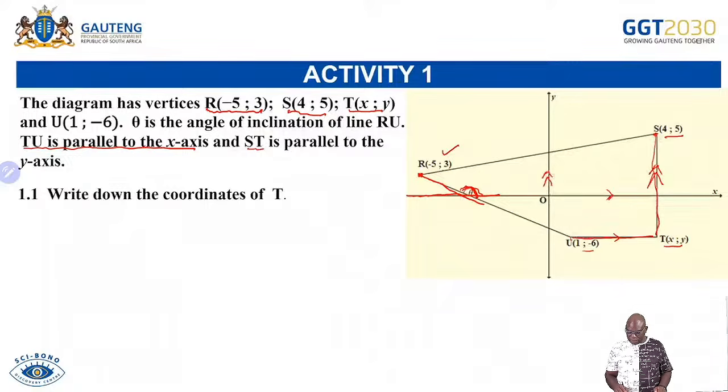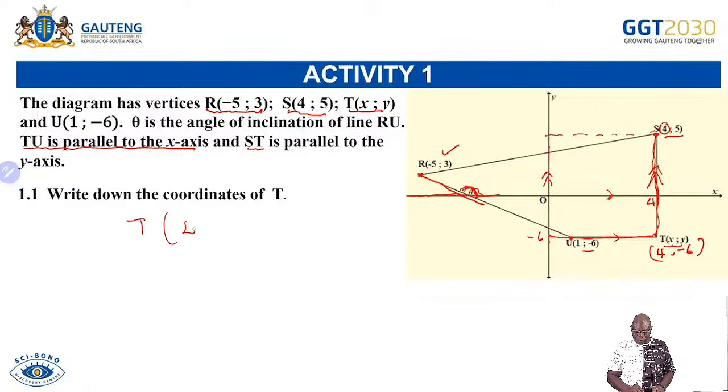Because I know that this line is a straight line. If this point here is minus 6, it means that the y value here will be minus 6. Now, if this point here is a 4 on the x, and this line is parallel to that, the distance between that and the distance between this will be the same. So that point will also be 4. Oh, nice. You see how that one will help us. So now I know T's coordinates will be 4 and negative 6.